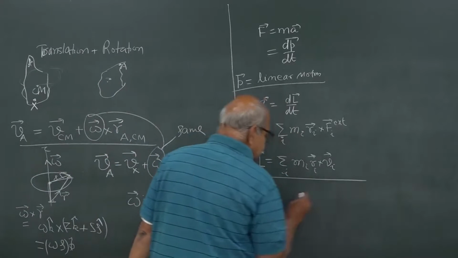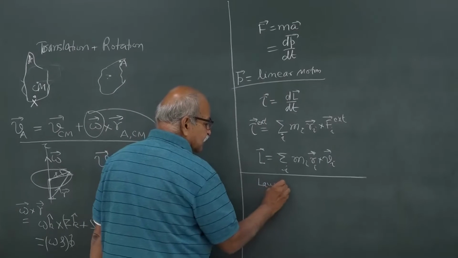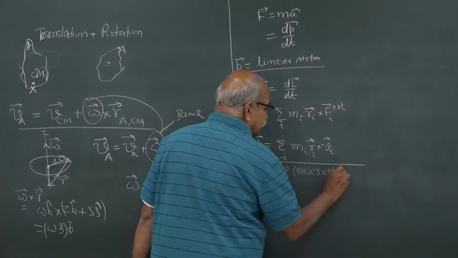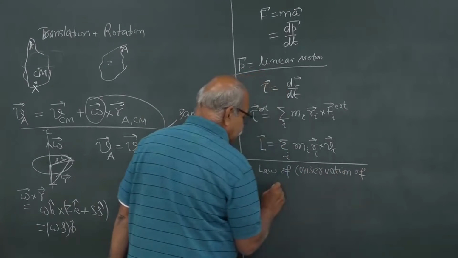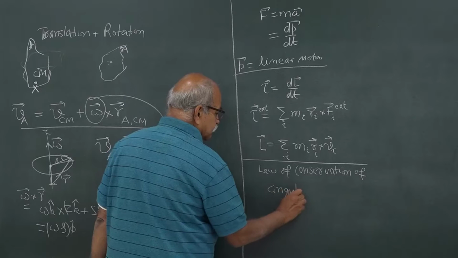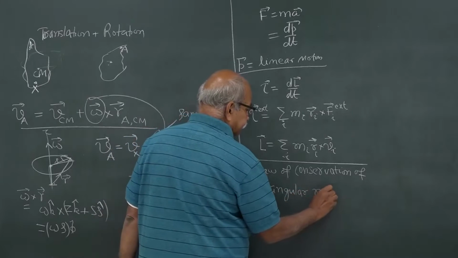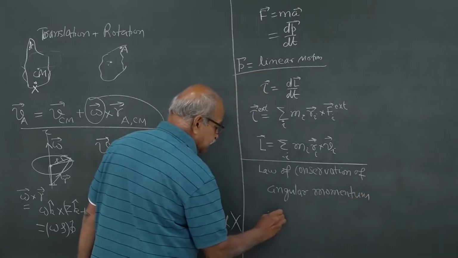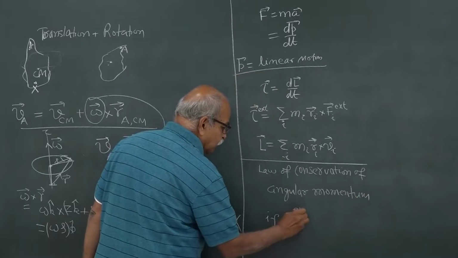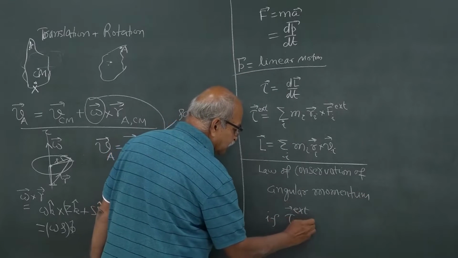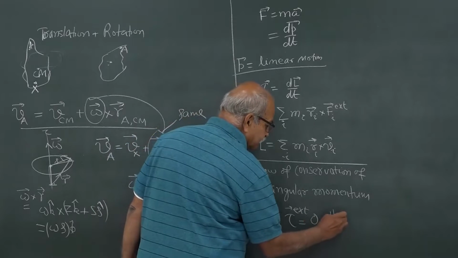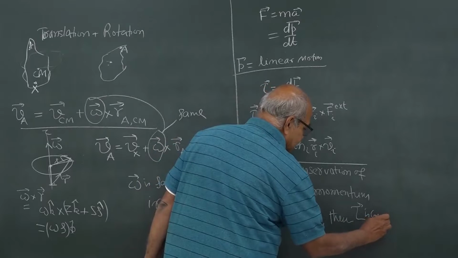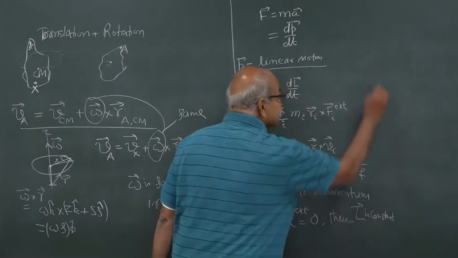And this gives me the law of conservation of angular momentum. If external torque is 0, that is, the total external torque on the body is 0, then its angular momentum is constant, does not change with time. That is it.